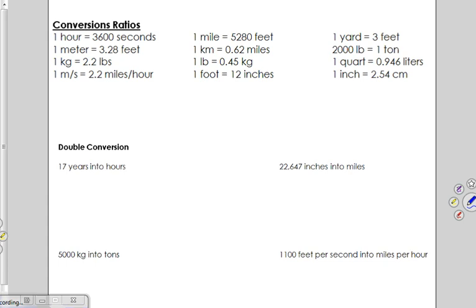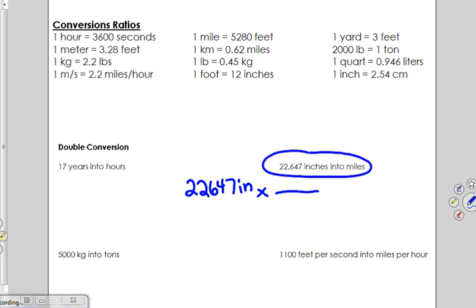Okay, it's time to do some double conversions. And here we go. Let's try this one. We're going to change 22,647 inches. We're going to try to change them into miles. Multiply by a fraction, turn it into miles. Okay, how many miles will it be?